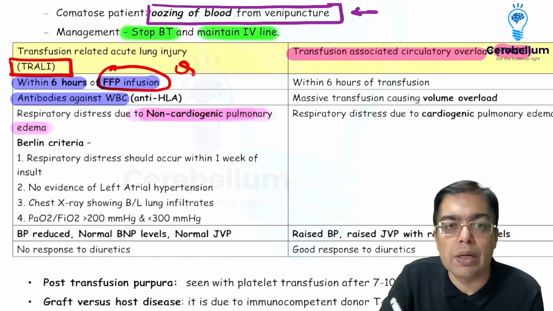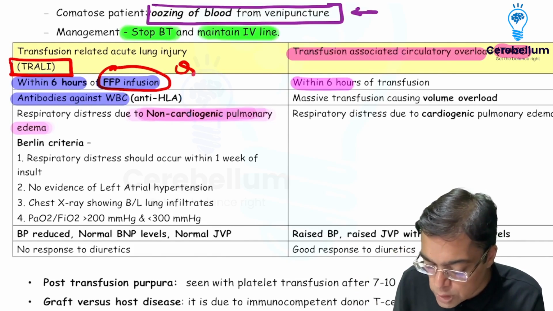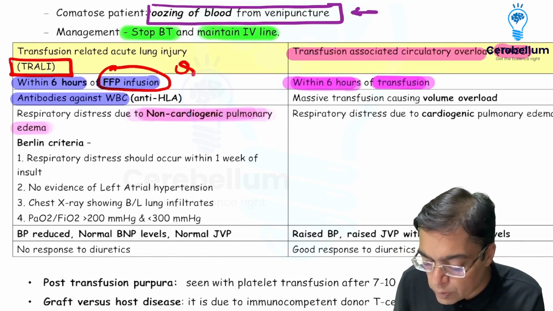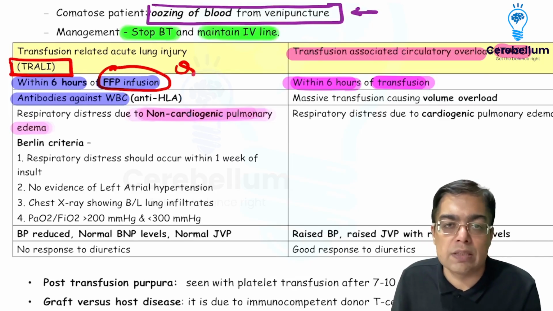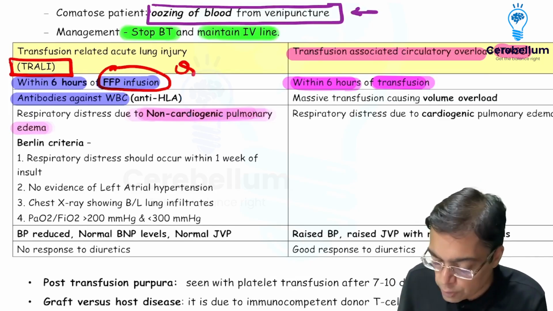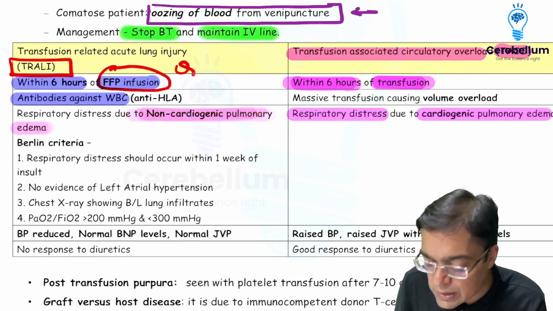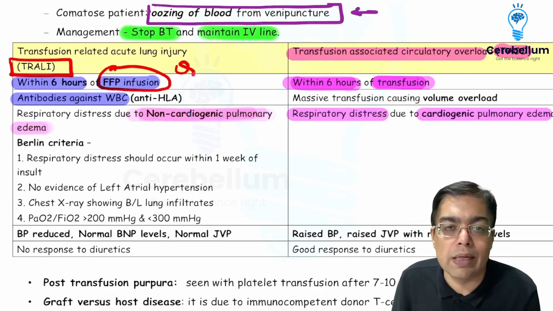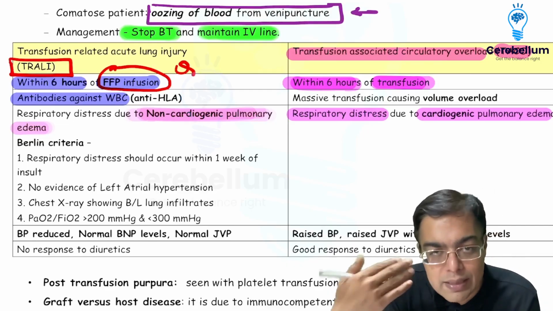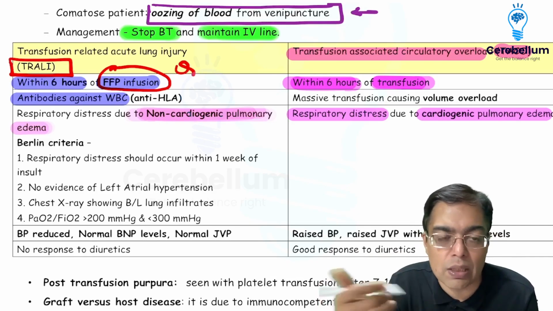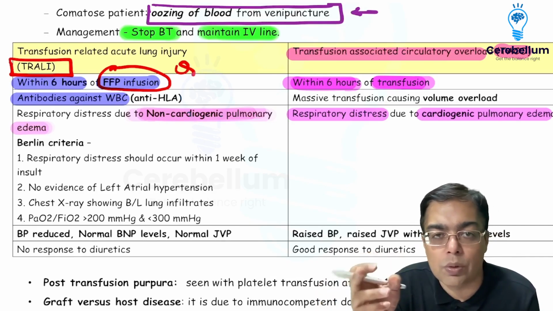Transfusion-associated circulatory overload. So that means within a short span of time, you have given multiple units of blood to this patient, because of which it has resulted in volume overload. So the features in these patients are going to be respiratory distress, but they will be resembling just like a cardiogenic pulmonary edema. So there is going to be increase in the JVP, jugular venous pressure, increase in the BP of these patients. That is what you need to remember.